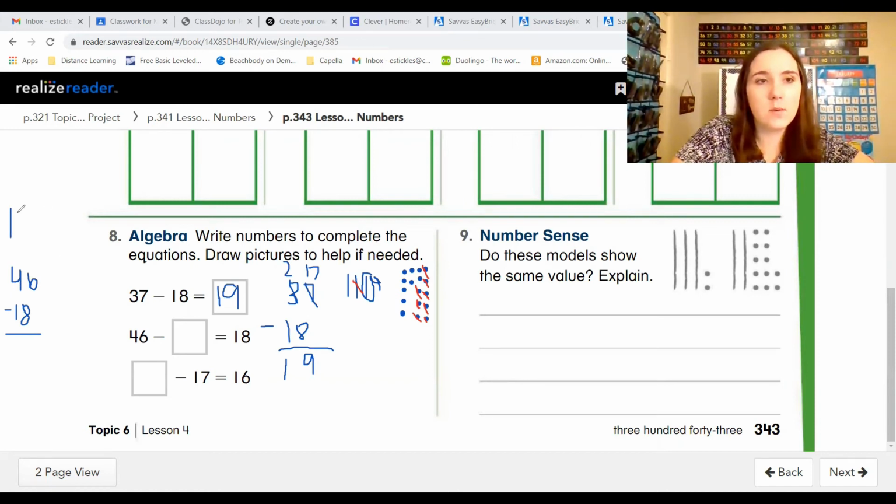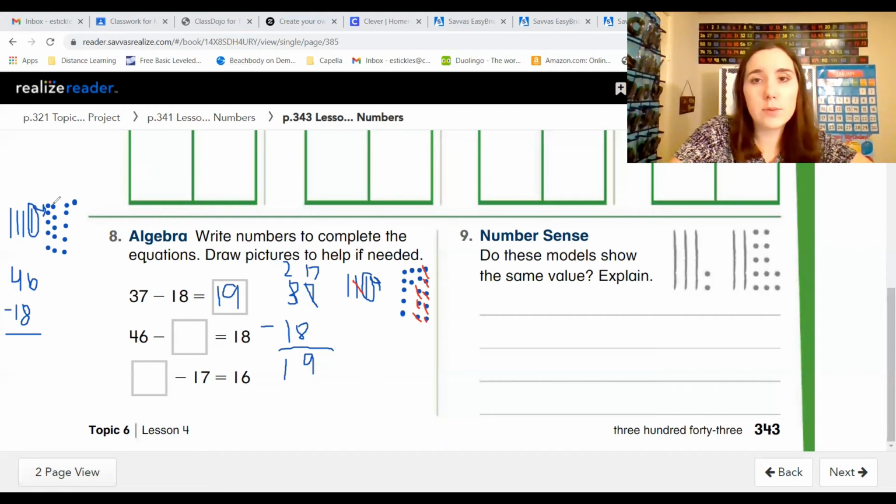So I have 4 tens, 1, 2, 3, 4, and then I have 6 ones. 1, 2, 3, 4, 5, 6. And then I know I need to regroup because I already know I don't have enough. So I'm going to take one of my tens and turn it into 10 ones. Let's see. 1, 2, 3, 4, 5, 6, 7, 8, 9, 10.